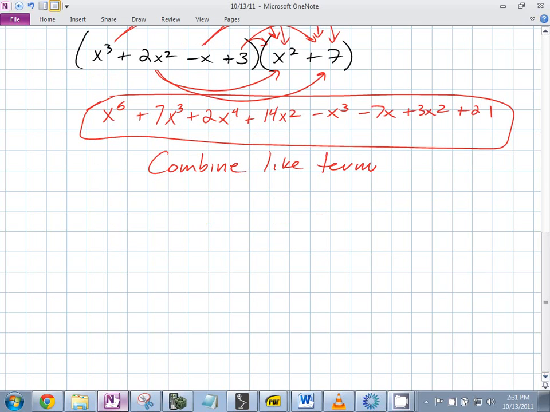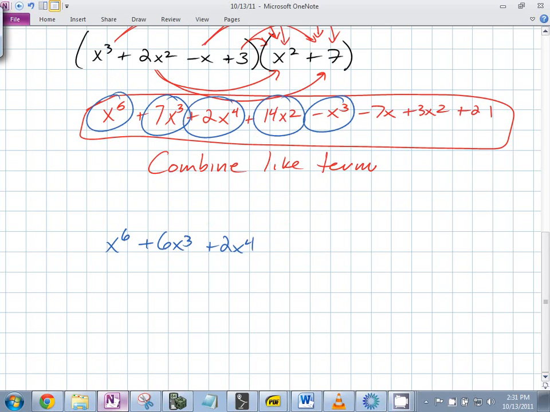So, are there any other x to the 6th? So that one's taken care of. What about x cubes? There's 7 of them, negative 1 of them. So how many are there? 6x cubed. We have 2x to the 4th, and any other x to the 4ths? 2x to the 4th, good. 14x squared and, so how many? Squared. Negative 7x, any others?